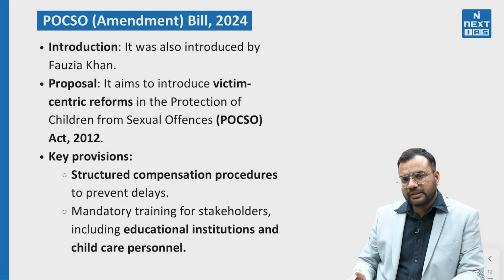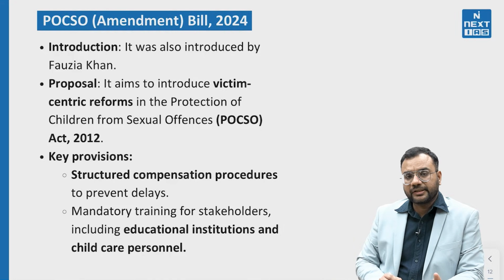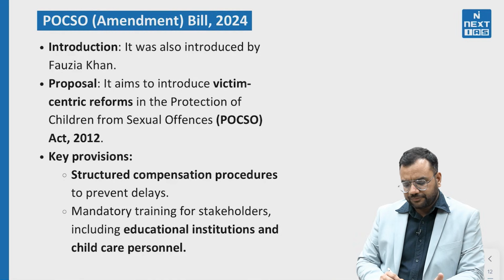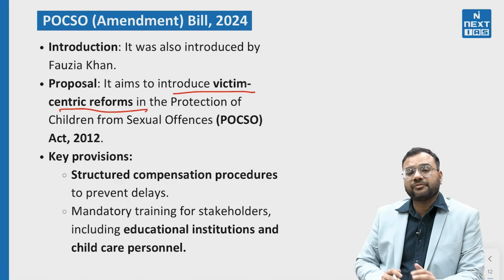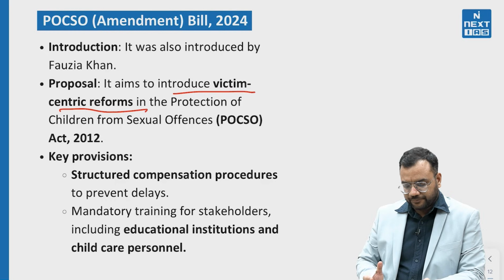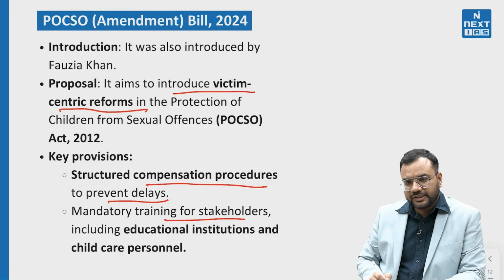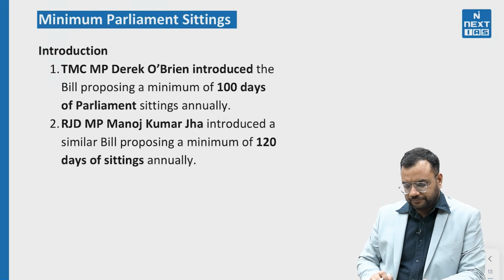Then there is another private member bill. It is the POCSO amendment bill. It is again introduced by Fauzia Khan and the proposal was to introduce victim-centric reforms in the POCSO Act. Some key provisions of this bill are structured compensation procedures to prevent delays. Besides it, mandatory training for stakeholders, including educational institutions and child care personnel.